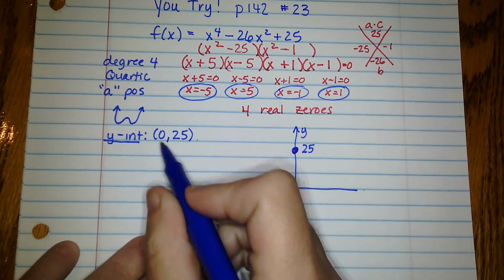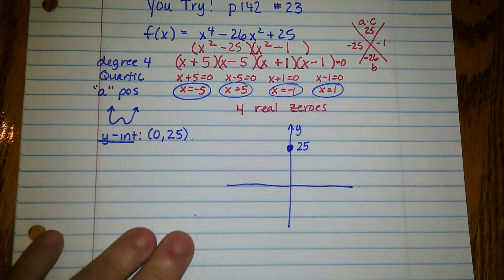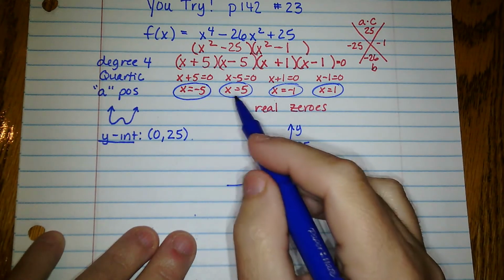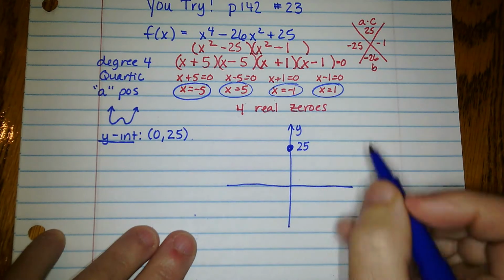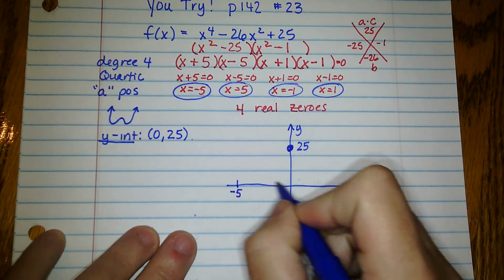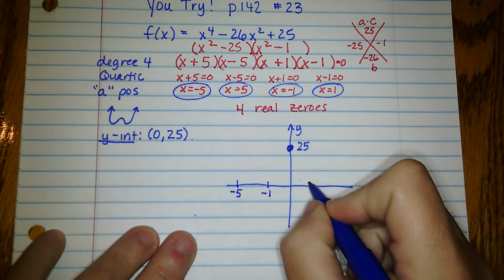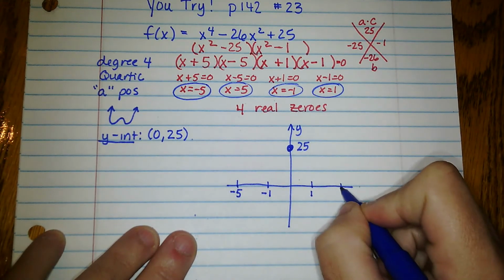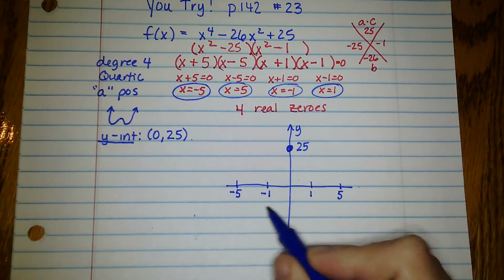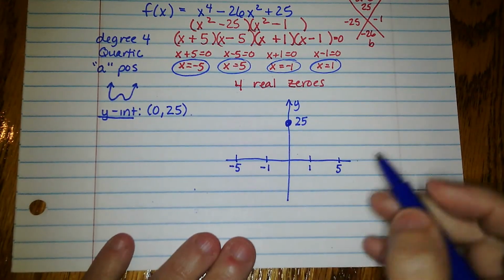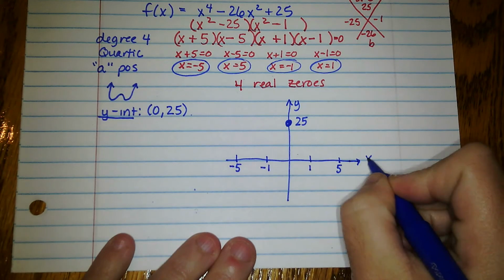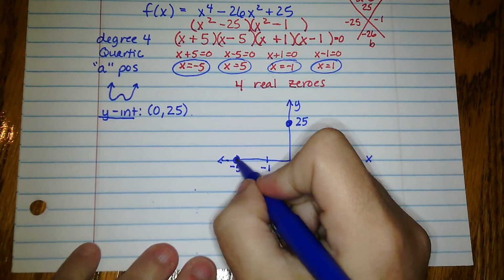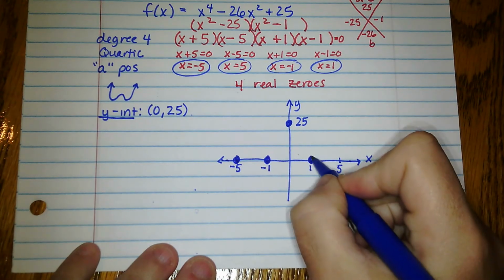Y-axis, 25. There's my y-intercept. I need a negative 5 and a positive 5, a negative 1 and a positive 1. Please make sure when you do this that you go in numerical order on the x-axis so that you're plotting these correctly. You can't just put the numbers in anywhere. They have to go in numerical order because this is a number line after all. Boom, boom, boom, and boom.